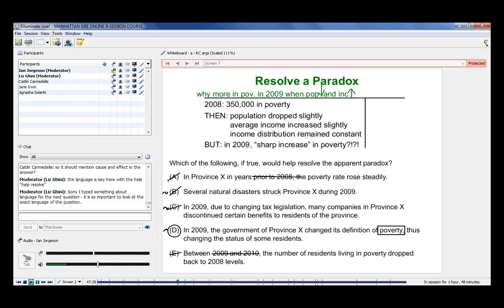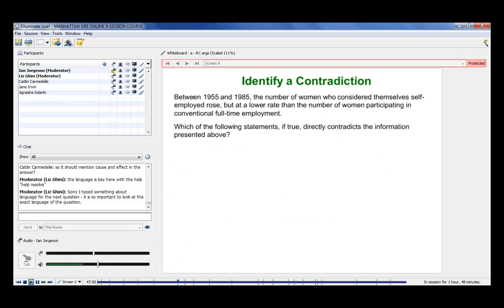Yeah, and Liz is totally correct. So let's look at this next question now, and let's really think about exactly what this question is asking us. Which one of the following statements, if true, directly contradicts the information presented above? Think about this as kind of like that draw a conclusion question, but in reverse. Instead of picking the answer that's guaranteed to be true given the facts, you're looking for the answer that is guaranteed to be false, that cannot be true given these facts.